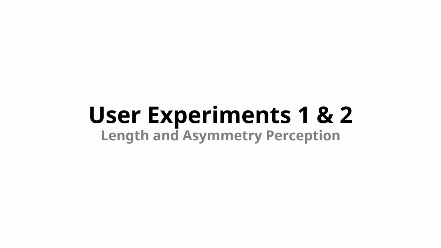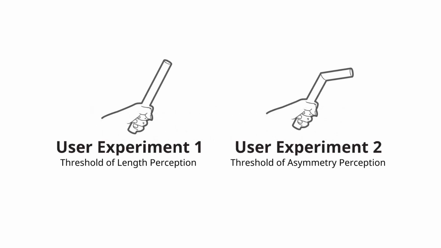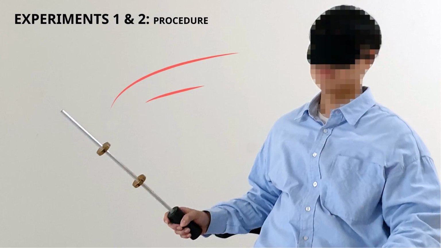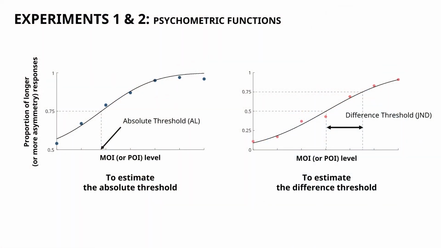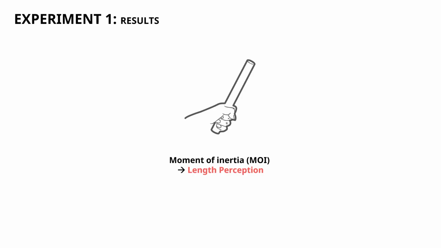Then, we conducted 2 user experiments to confirm the perceptual importance of the 2 variables we selected. We investigated the human discrimination performance of the 1D length and 2D asymmetry of handheld objects. Participants wielded a physical object in their dominant hand and evaluated its perceived length or asymmetry. We obtained psychometric functions for the perception of length or asymmetry and retrieved the absolute or difference thresholds and the corresponding Weber fraction.